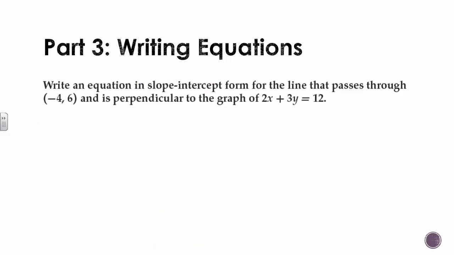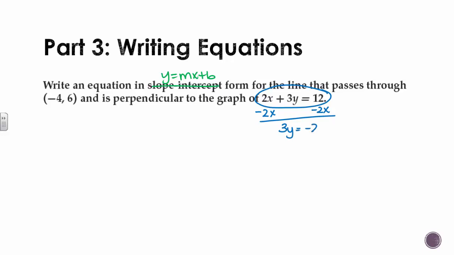And just like that, you'll get something that asks you about perpendicular. So write an equation in y = mx + b for the line that passes through (-4, 6) and is perpendicular to 2x + 3y = 12. Remember, all we need this equation for is the slope. But right now it's in standard form, which means that the slope isn't sticking out to me. So what I have to do is convert this into slope-intercept form first.